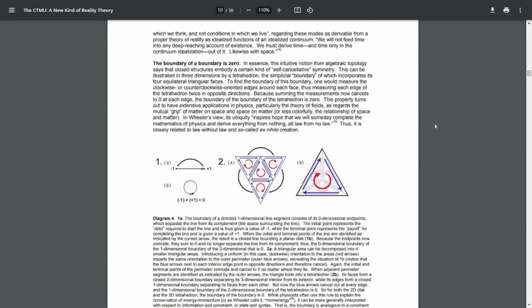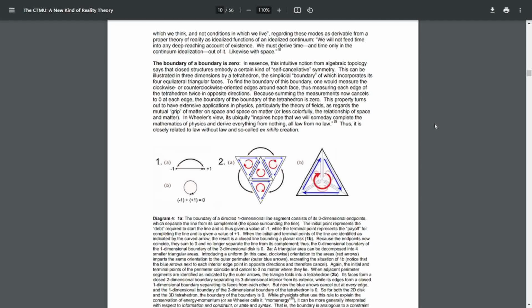The boundary of a boundary is zero. In essence, this intuitive notion from algebraic topology says that closed structures embody a certain kind of self-cancellative symmetry. This can be illustrated in three dimensions by a tetrahedron, the simplicial boundary of which incorporates its four equilateral triangle faces. To find the boundary of this boundary, one would measure the clockwise or counterclockwise oriented edges around each face, thus measuring each edge of the tetrahedron twice in opposite directions, because summing the measurements now cancels to 0 at both edges.